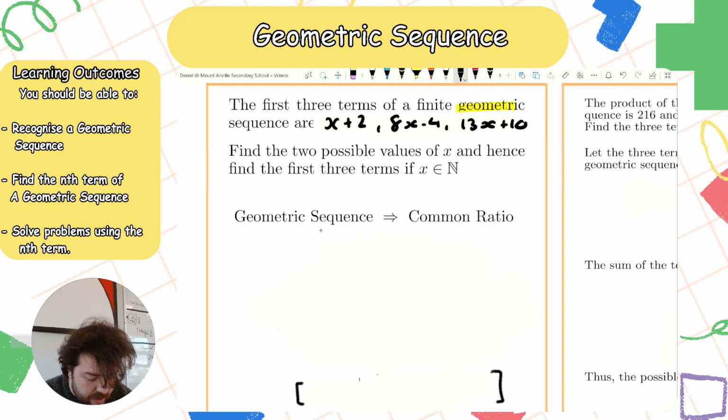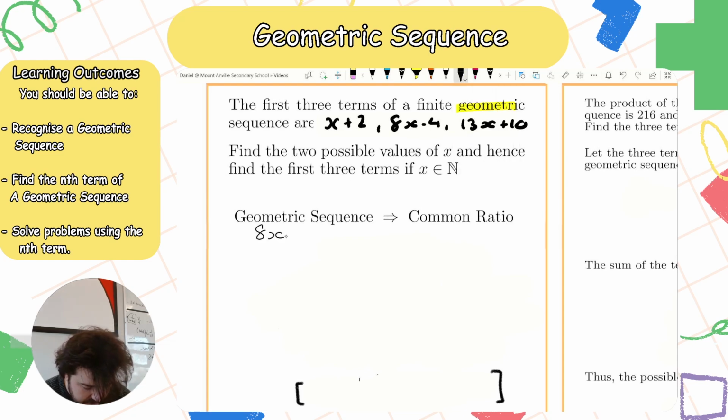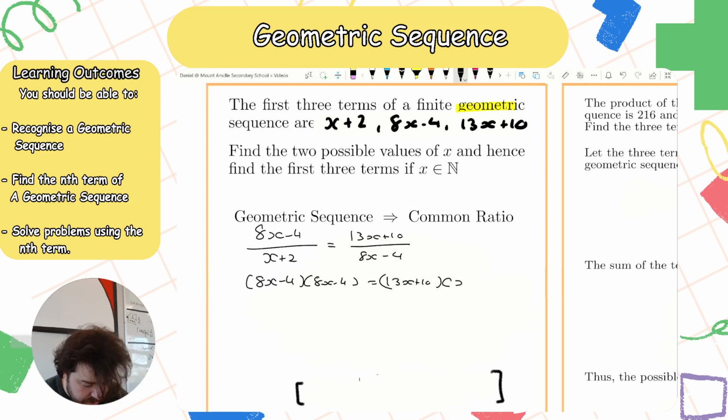So what I do know in a geometric sequence is 8x minus 4 divided by x plus 2 is equal to 13x plus 10 divided by 8x minus 4. Right, so multiply across now by 8x minus 4 and x plus 2. So I'm left with 8x minus 4 times 8x minus 4 is equal to 13x plus 10 times x plus 2.